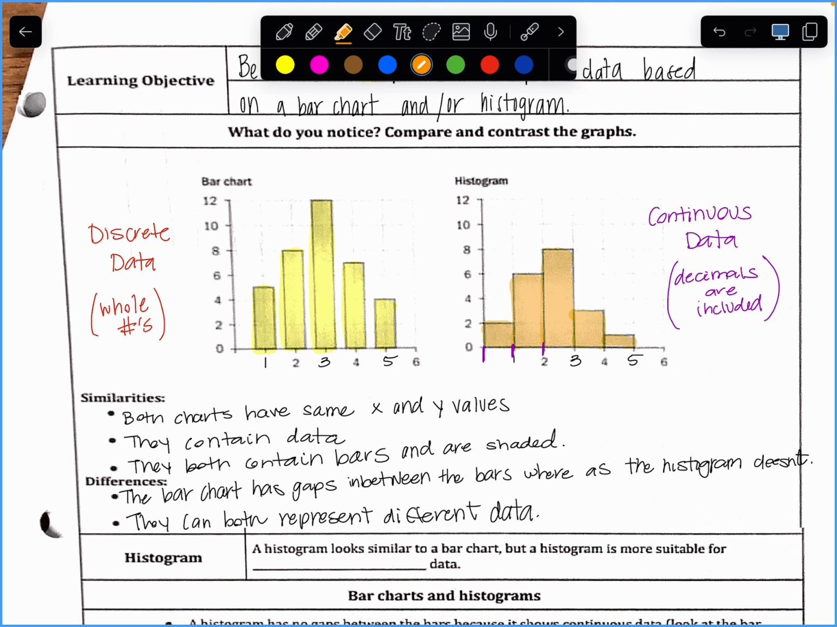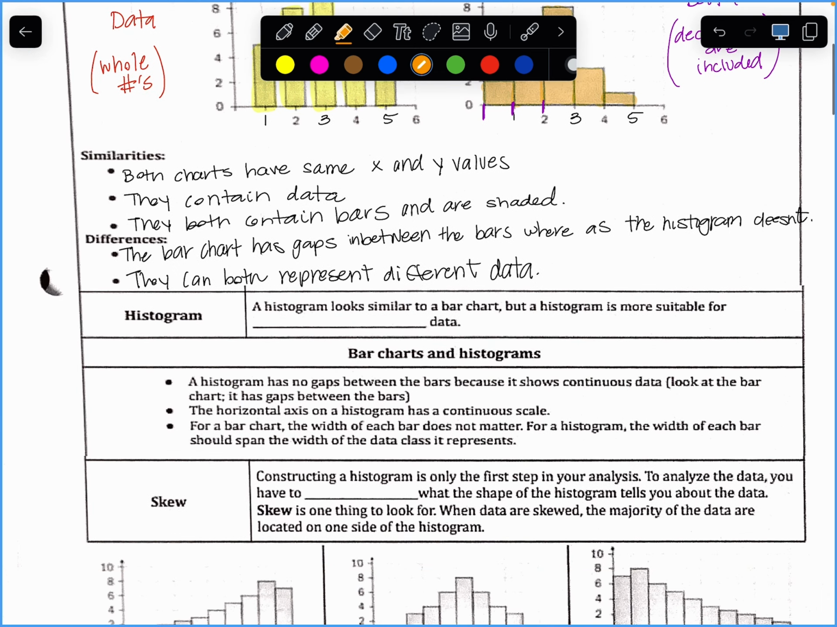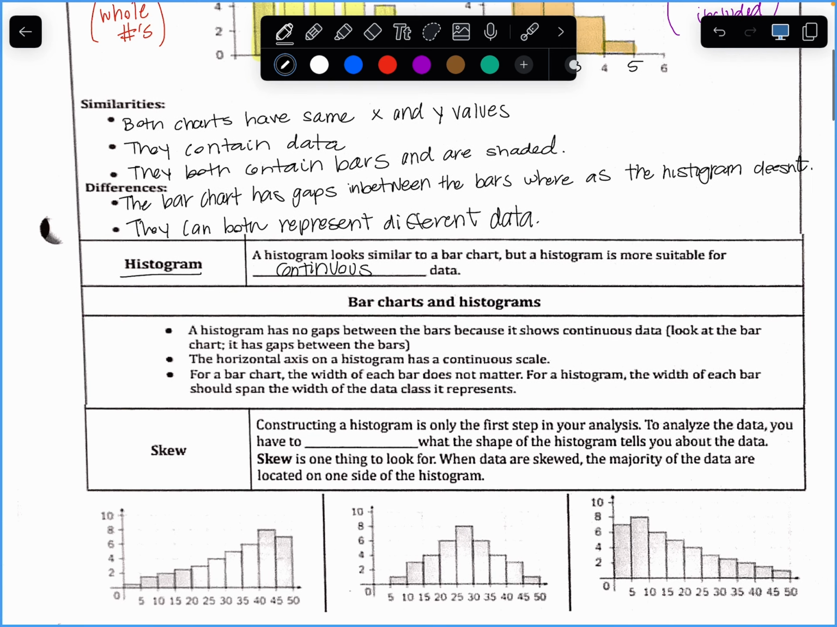Okay, good. So now that we have all that written down, let's go ahead and fill in some blanks. It says a histogram looks similar to a bar chart, but a histogram is more suitable for what kind of data? Is it continuous or discrete data? Continuous. Think about it. It continues. After 1, you have 1.1, 1.2, 1.22.